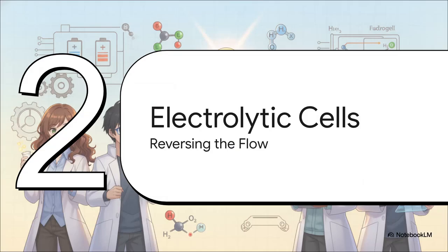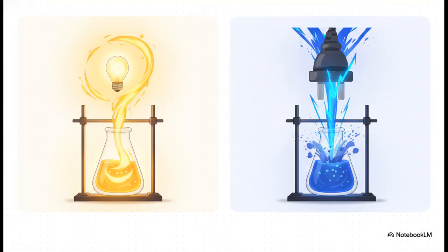Section 5. Electrolytic cells and reversing the flow. So far, we've only been talking about galvanic cells, those spontaneous reactions that naturally generate electricity. But what if we want to force a non-spontaneous reaction to happen? That's where the electrolytic cell comes into play, and it is essentially the exact opposite of a galvanic cell. While a galvanic cell turns chemical energy into electrical energy spontaneously, an electrolytic cell actually requires an external power source, like a battery you plug into the wall, to force a reaction to occur. It's taking electricity and converting it back into chemical energy.